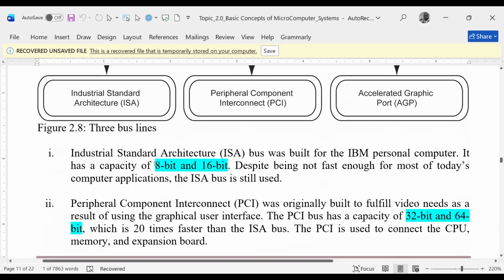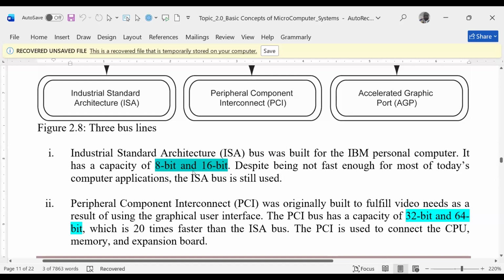And this capacity is 8 bits and 16 bits at a time. Most of today's machines are not using this technology because it is less powerful than modern options, but it is still in use. Some also use this one, 8-bit, 16-bit at a time. The bit is a small unit; the more bits, the more signal data can be moved at a time.